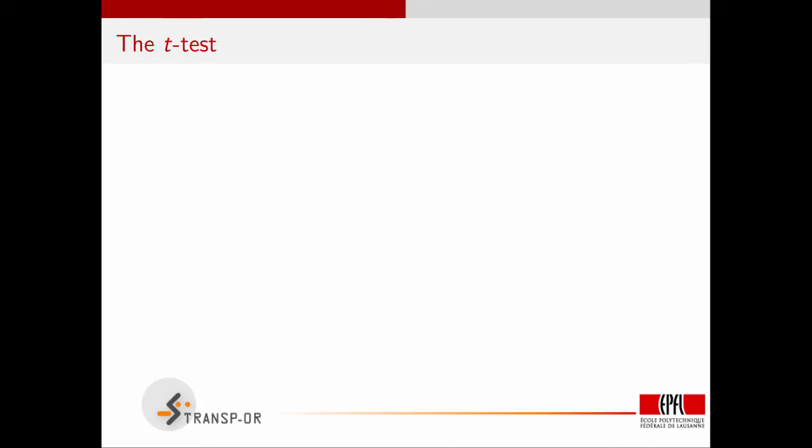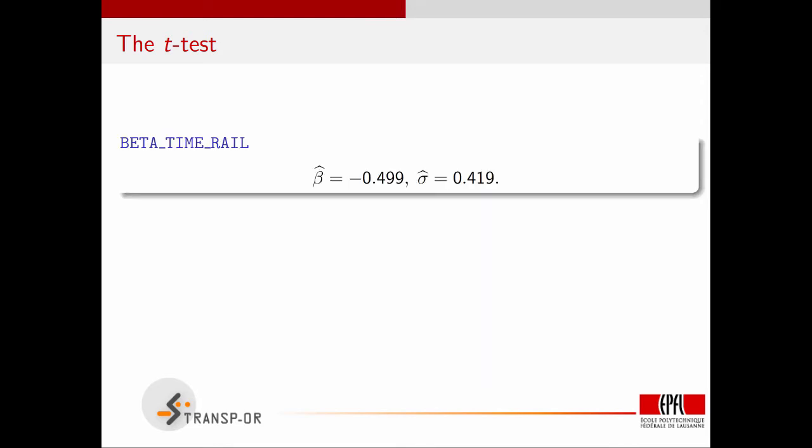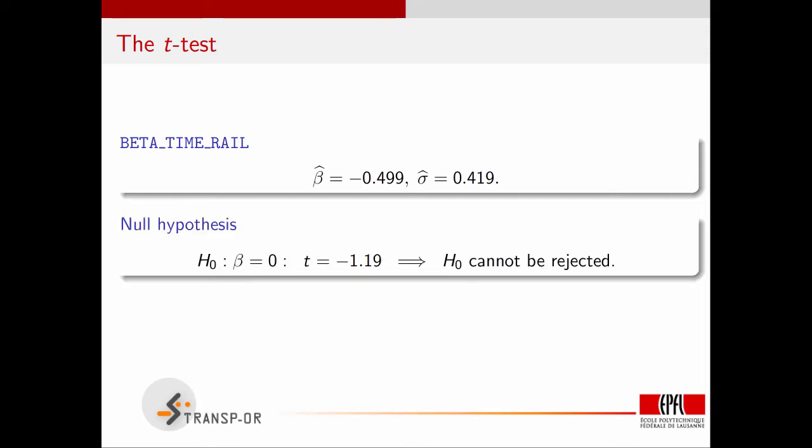The output of the estimation for beta time rail is minus 0.499 for the value of beta, and the standard error is estimated to be 0.419. These are the two values that I use to calculate the t-test. When we perform a t-test, we are actually testing an hypothesis called the null hypothesis, most of the time denoted by H0. In the context of a t-test, the null hypothesis is that beta, the true value of the parameter, is equal to 0. In this case, the t-test is equal to minus 1.19.